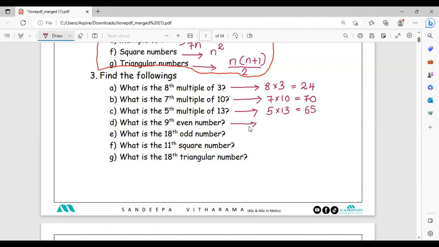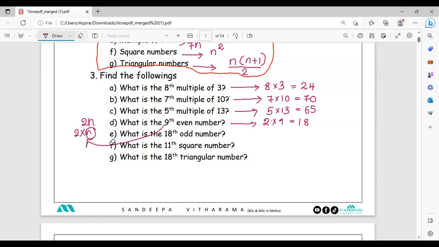What is the 9th even number? 18. You have to multiply. Then what is the general term? It is 2n. 2n means 2 times n. Instead of n, you have to substitute 9. That means 2 into 9. Answer is 18. What is the 18th odd number?